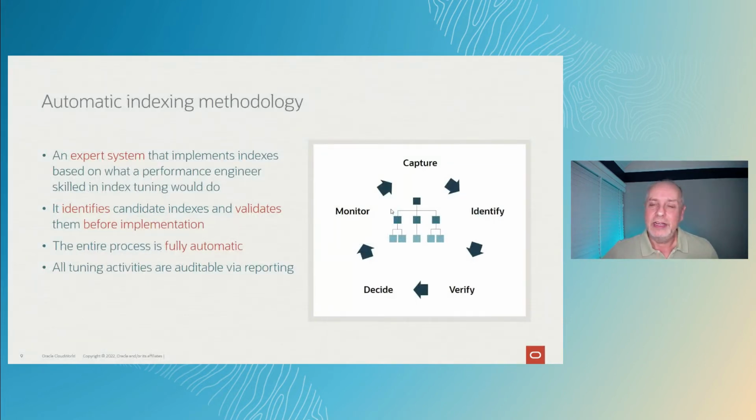So automatic indexing, I guess this is almost an old school term, but it's an expert system that essentially takes the role of a performance engineer or analyst and would make the kind of decisions a person like that would make. It identifies candidates first and foremost, and then it validates or tests those before implementation. So in other words, it figures out what indexes look likely, but then it has to validate that. The whole process is entirely automatic, so there's no manual intervention required. You can just leave it to keep running.